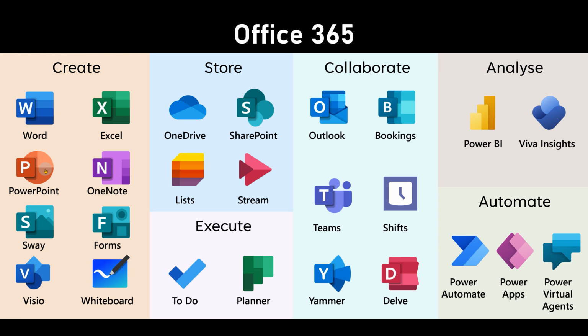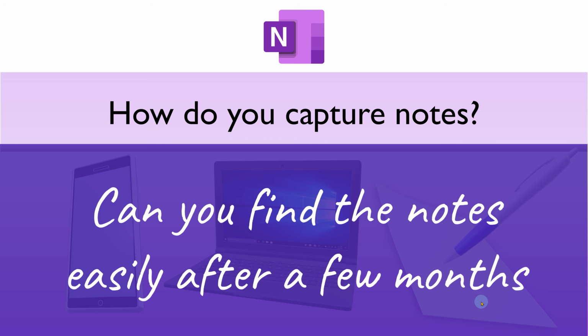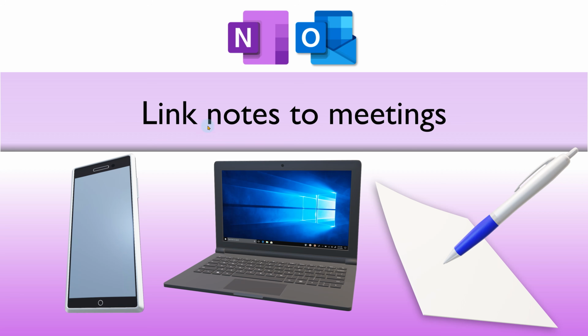Now, OneNote probably you have been using for taking notes, but there is a problem. People take notes either using some software on PC or mobile or paper. In either case, we have a problem. What is that? We can't find our notes after 6 months, isn't it? Why should it be difficult? We should have an ability to link notes to meetings. How do we do that?